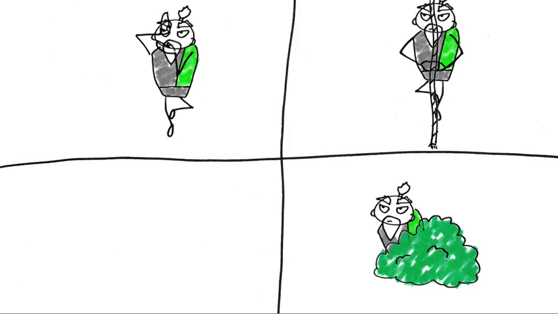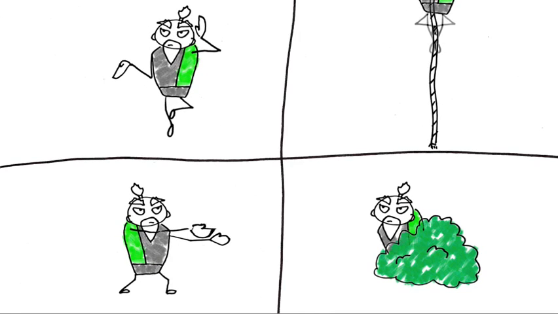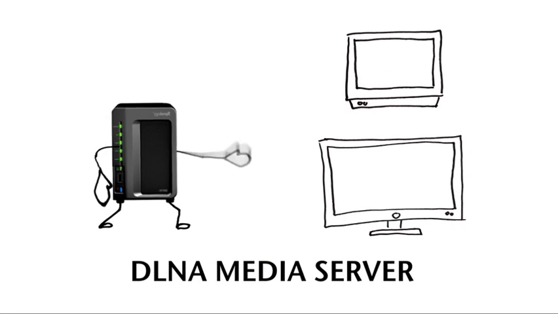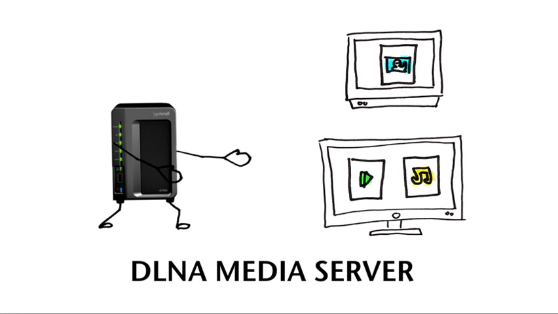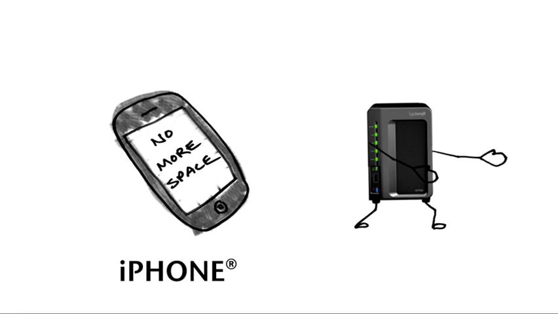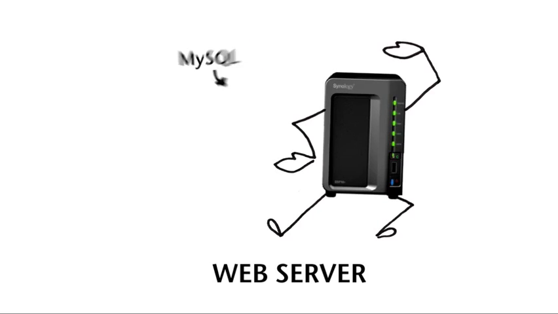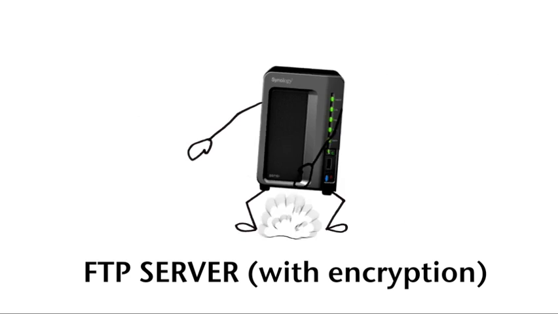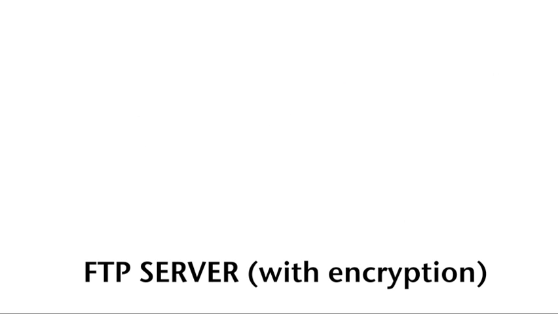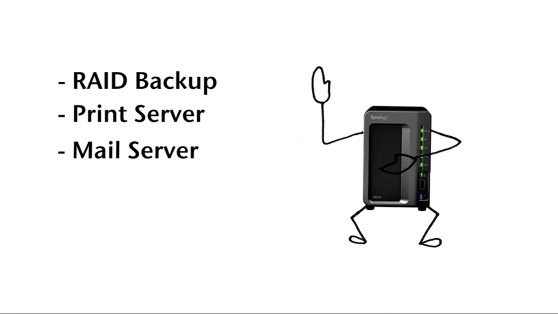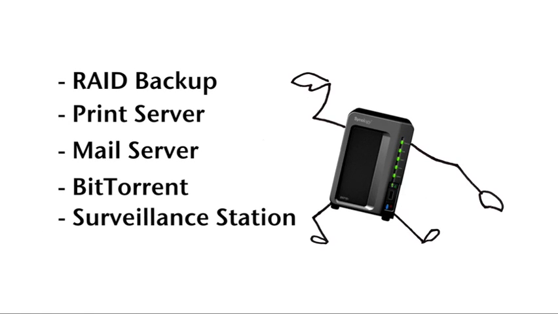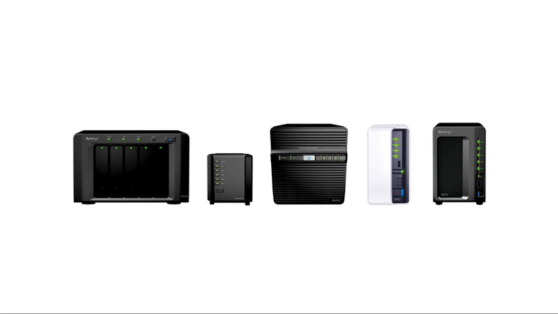And like any good Kung Fu master, trained in many different disciplines, this box can do a lot of things really well. It's a full-fledged DLNA media server, streaming your content to everyone. It even serves your content to your once overstuffed iPhone. It has a black belt in the art of website hosting. It handles FTP with encryption. And that's just the beginning of what this little box can do for you. It's like a RAID backed up, print and mail serving, BitTorrent managing, surveillance master, you know, to name a few. Whatever model you pick comes with all of these features.